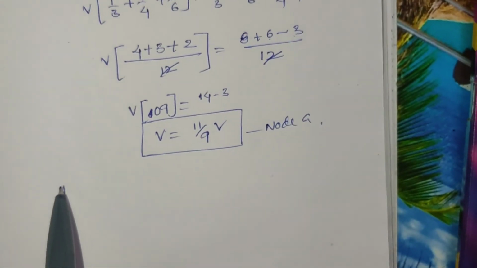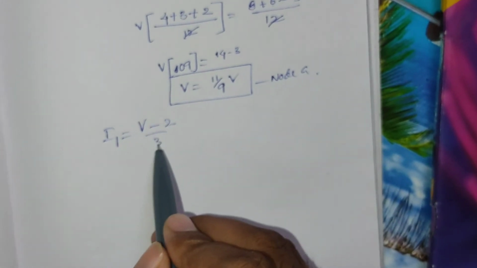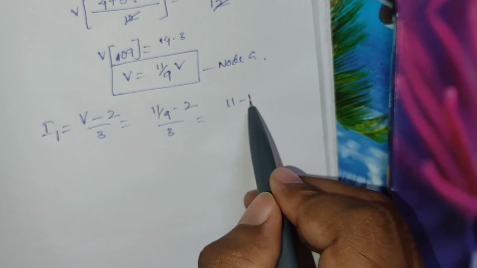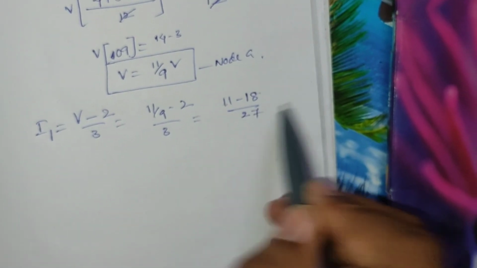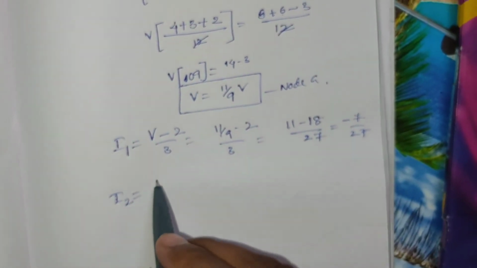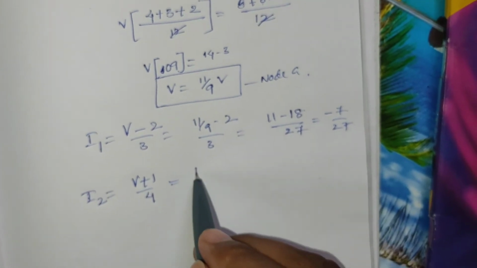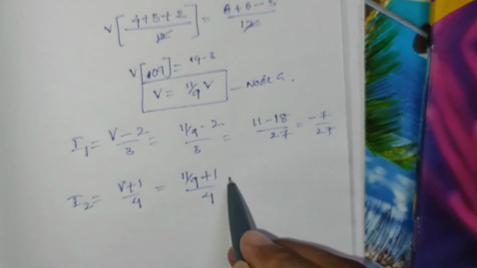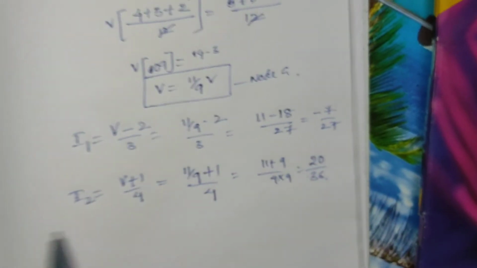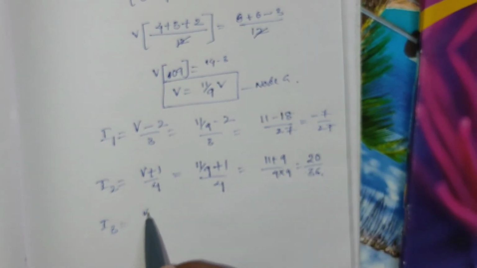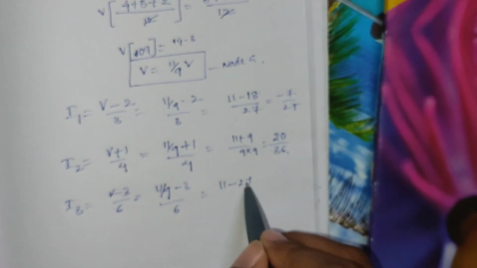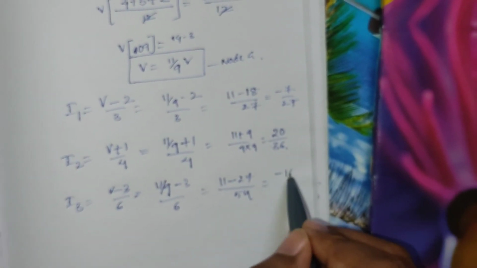So using this we can find I1 equal to V minus 2 by 3, that will be 11 by 9 minus 2 by 3, which equals 11 minus 18 by 27. This is nothing but minus 7 by 27. I2 will be V plus 1 by 4, so 11 by 9 plus 1 by 4, that will be 11 plus 9 by 4 into 9, that will be 20 by 36. Similarly I3 equal to V minus 3 by 6, that will be 11 by 9 minus 3 by 6, that will be 11 minus 27 by 54, that will be minus 16 by 54.